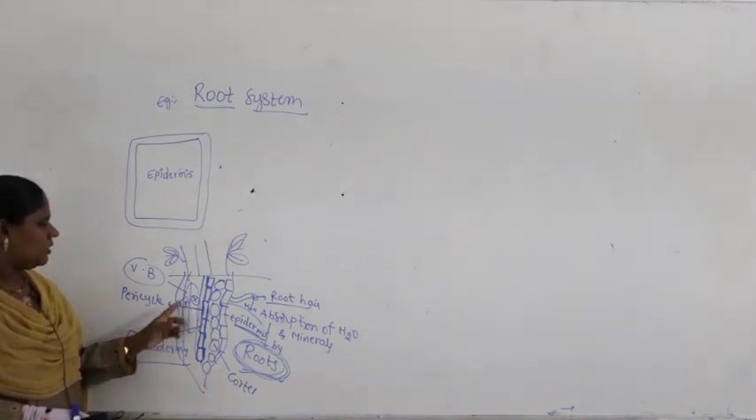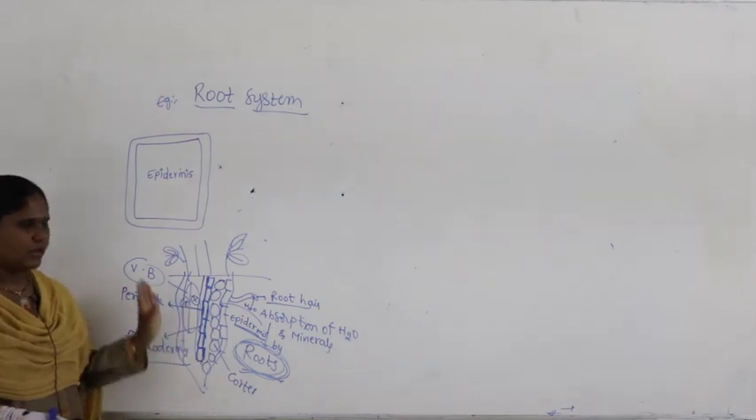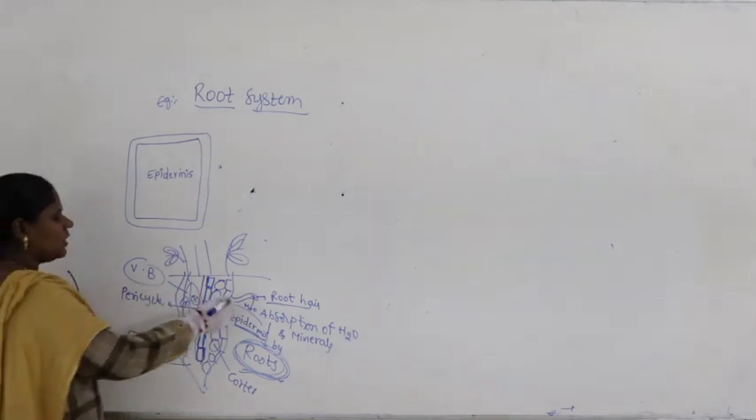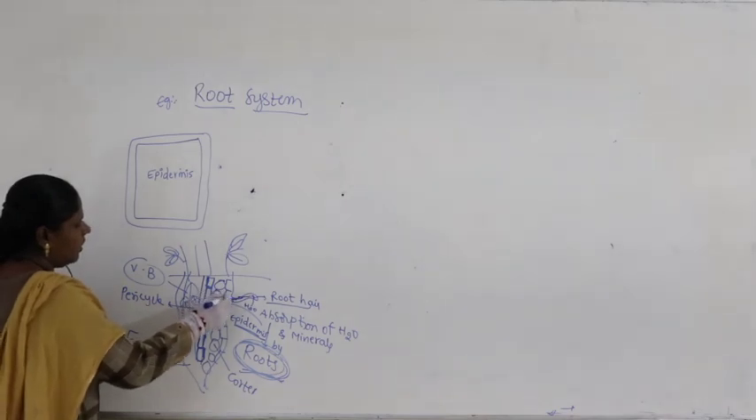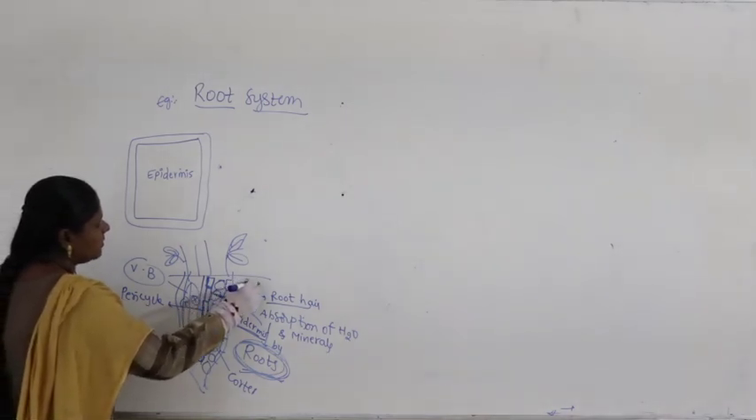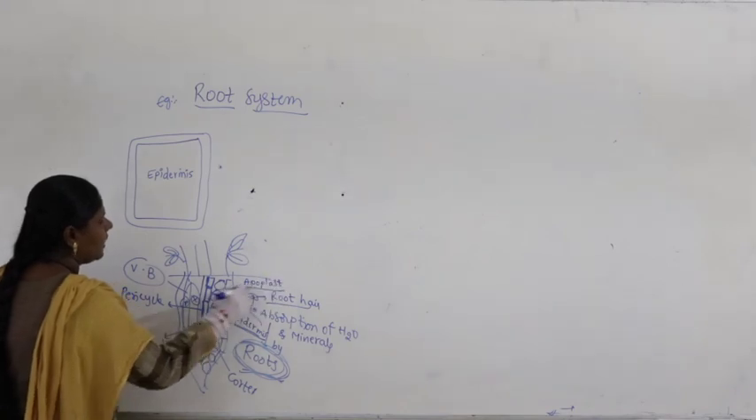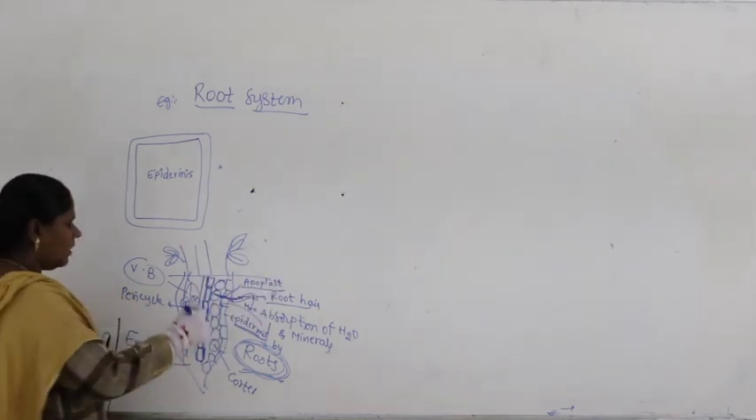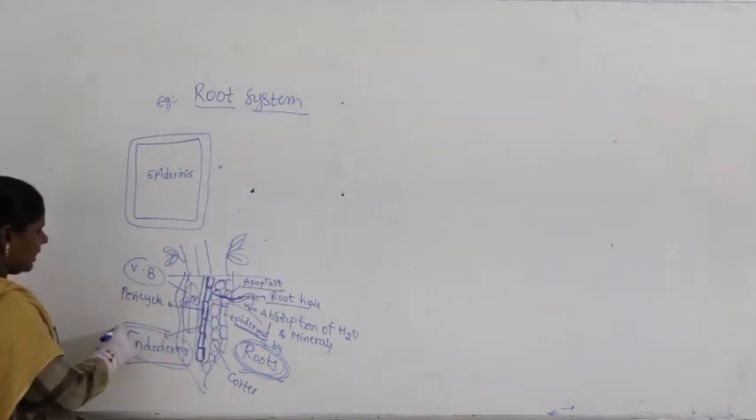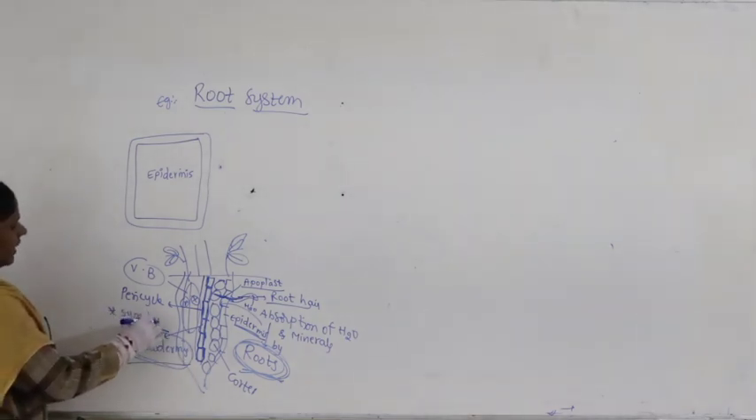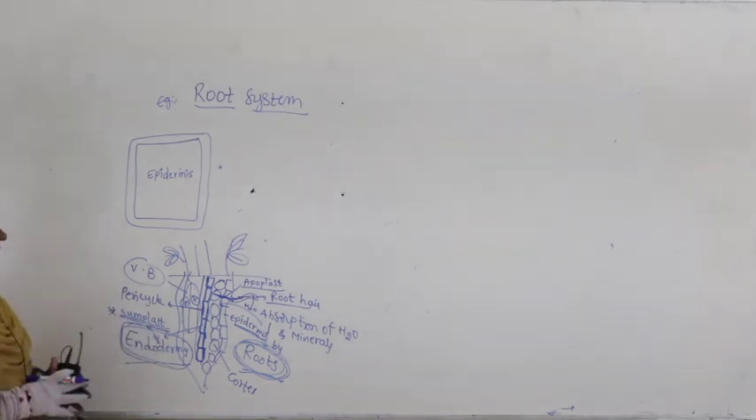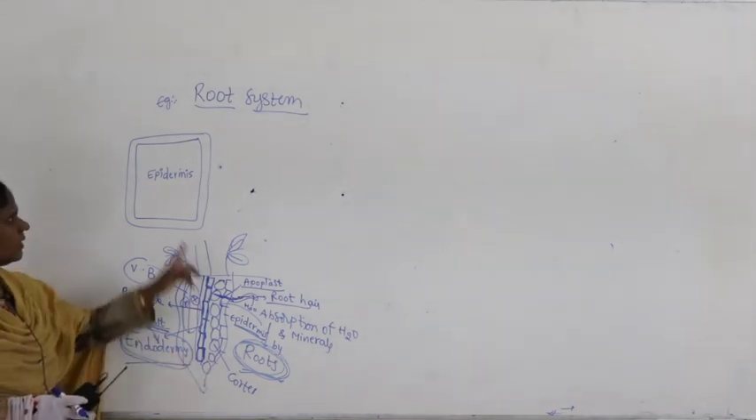So if you take this entry, from the root hair to epidermis and cortex, what occurs is apoplast. But the endodermis is a place where what occurs is symplast. Why? Because of Casparian strips. Let us now study the same thing here.